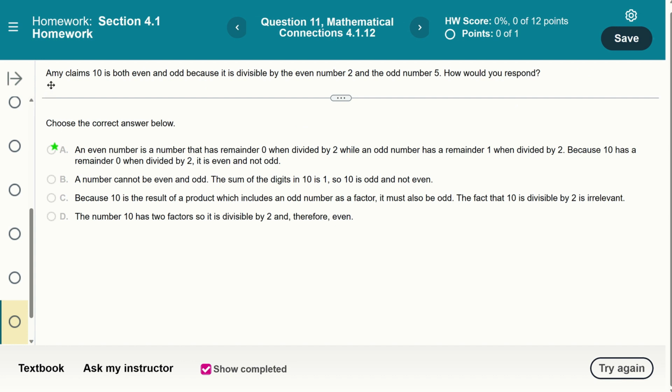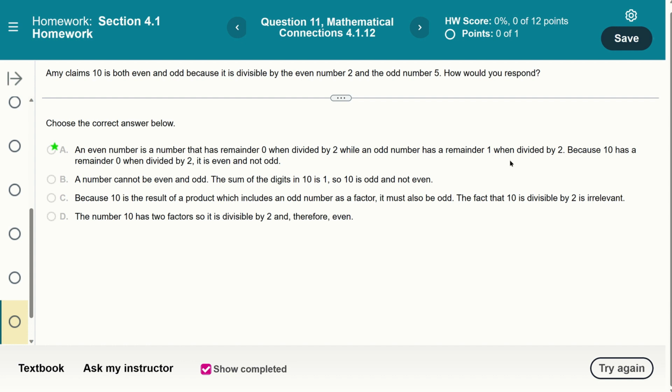All right, here we have a student, Amy, who seems to be confused about what it means to be even or odd, because she claims that 10 is both even and odd because it's divisible by the even number 2 and the odd number 5. Now, how would you respond? Clearly, you need to describe the divisibility rules for Amy and explain to her that an even number is a number that has a remainder of 0 when divided by 2, and an odd number always has a remainder of 1 when divided by 2.